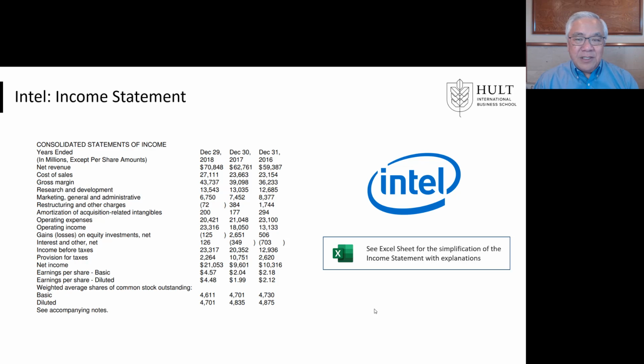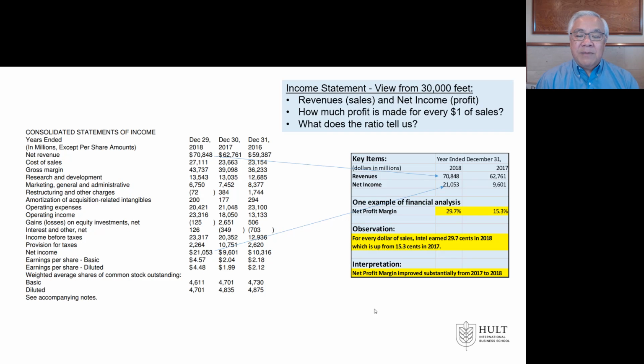Again, a bunch of jargon, some words you may know or not know. Let's break it down with some key numbers. So from 30,000 feet, let's just look at the big ones. Total revenue, which are sales. Total net income, which is profit. And let's grab those two numbers right here for 2017, 2018. And then let's do a ratio of net profit margin, which is dividing net income by revenue. And we get these ratios.